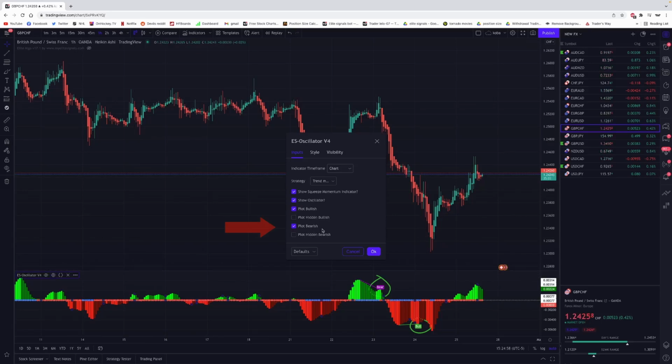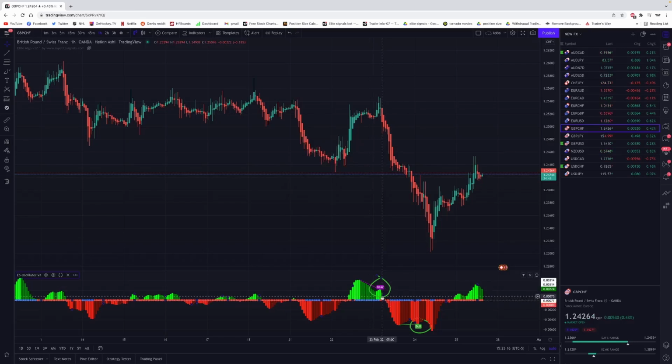plot bearish is activated. Now, you can also get different signals, called hidden divergence, but I personally don't like using those myself because they're a little bit less accurate. So if you're a beginner trader, I would recommend just checking these two boxes right here and then pressing OK, and you'll get these divergence signals.